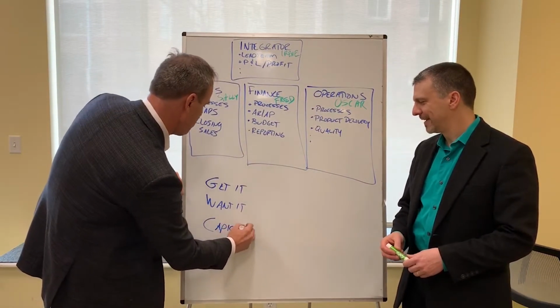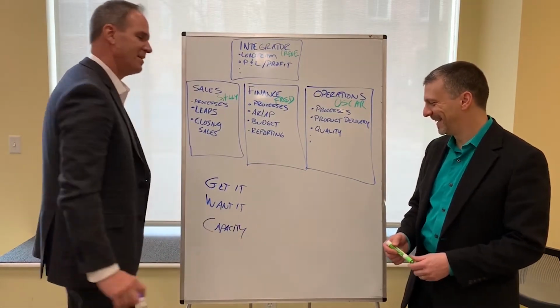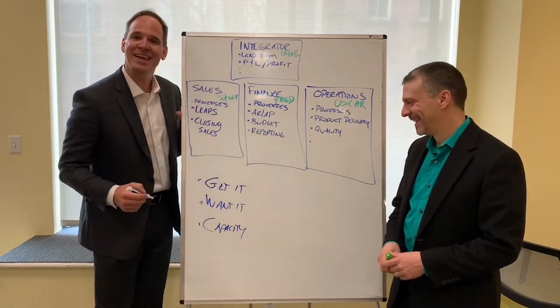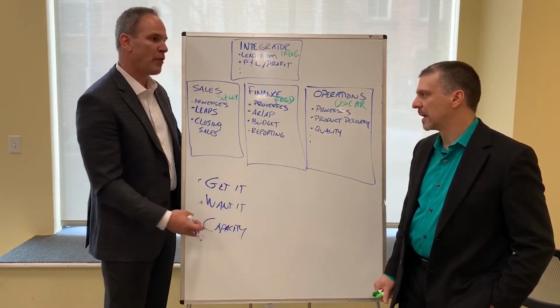Capacity. C-A-P. There it is. I don't have the capacity to spell. So there are the three things: get it, want it, and capacity to do it. Typically I think of capacity as time, although there are other aspects as well.